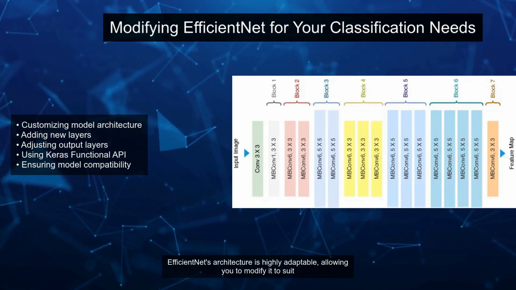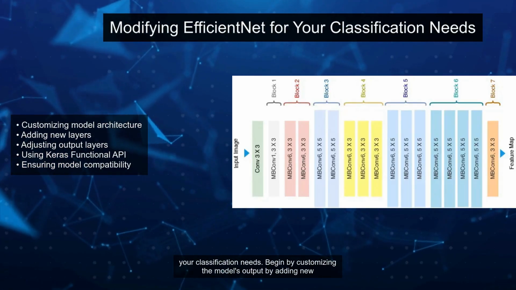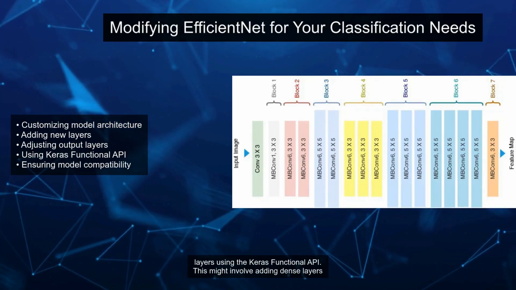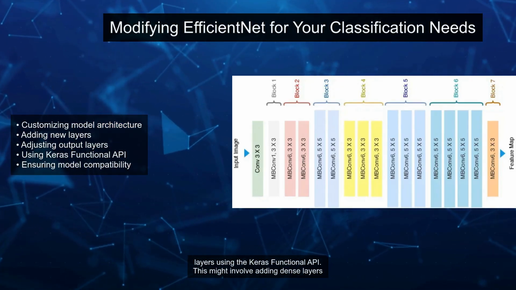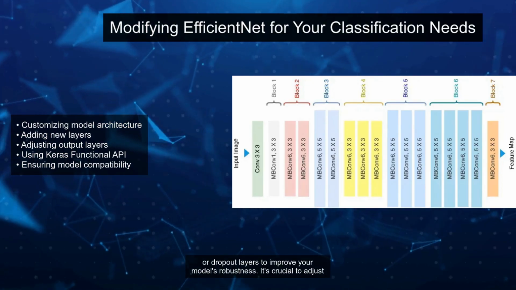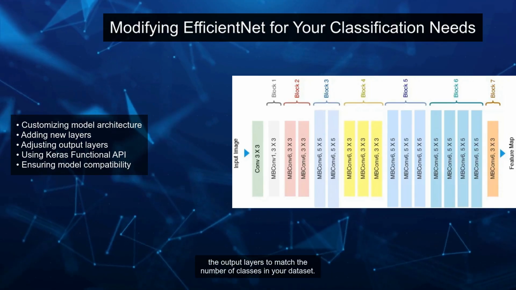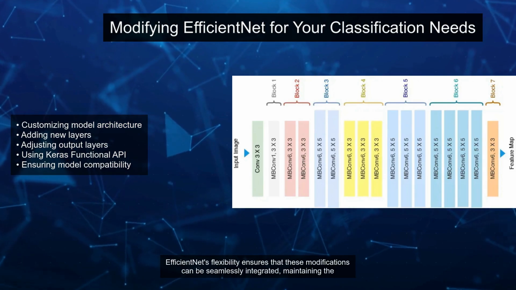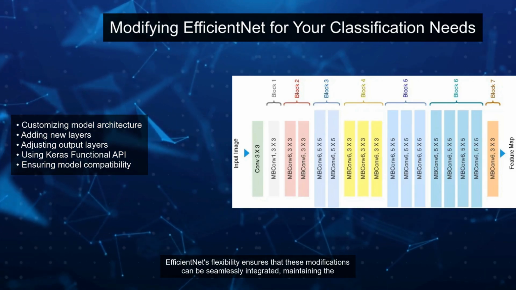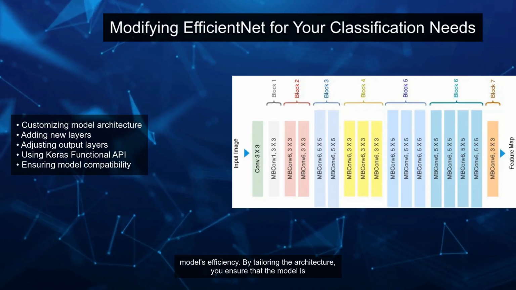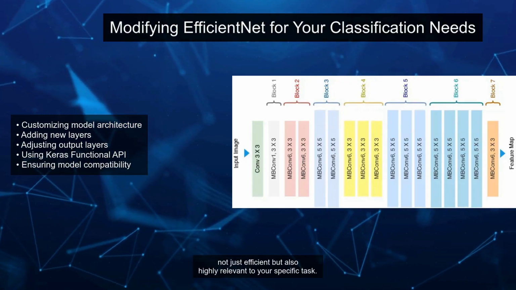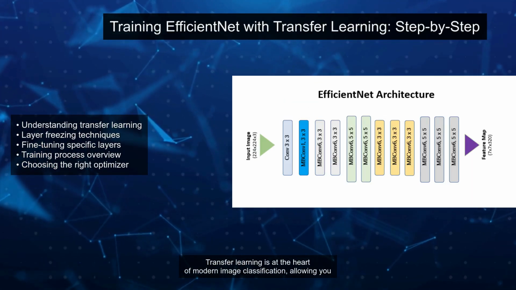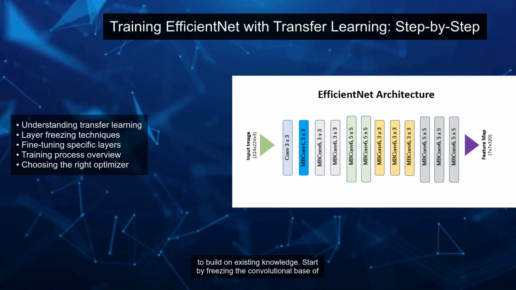EfficientNet's architecture is highly adaptable, allowing you to modify it to suit your classification needs. Begin by customizing the model's output by adding new layers using the Keras functional API. This might involve adding dense layers or dropout layers to improve your model's robustness. It's crucial to adjust the output layers to match the number of classes in your dataset. EfficientNet's flexibility ensures that these modifications can be seamlessly integrated, maintaining the model's efficiency. By tailoring the architecture, you ensure that the model is not just efficient but also highly relevant to your specific task.